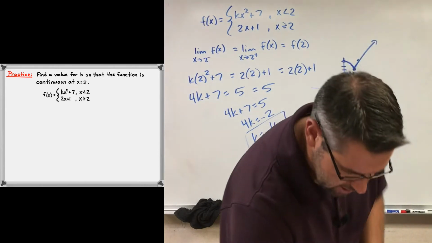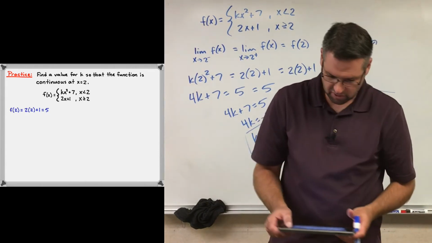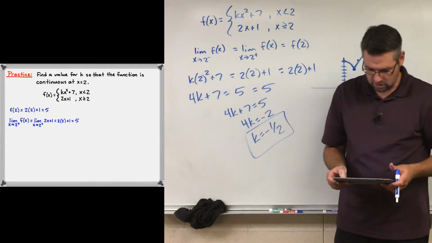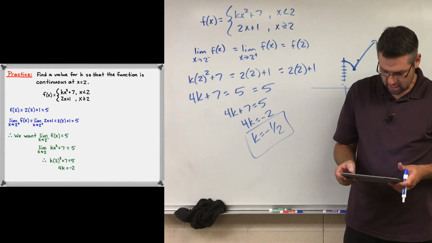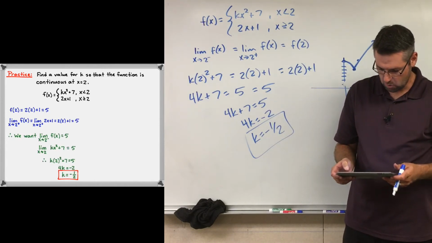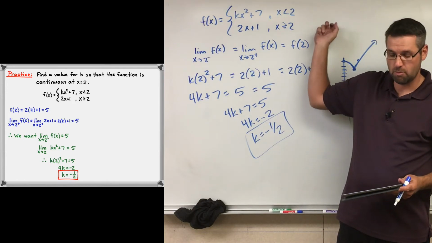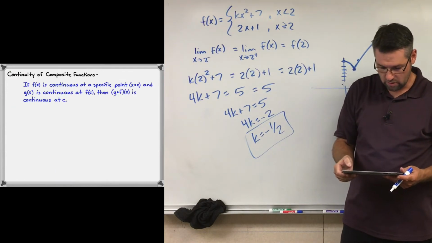All right. Again, checking the left-hand limit, the right-hand limit, and function's value, determining all those, setting them equal to each other, and then solving for k is the way to go. Again, the better way of doing it is what's on the board, not what's on the lesson.